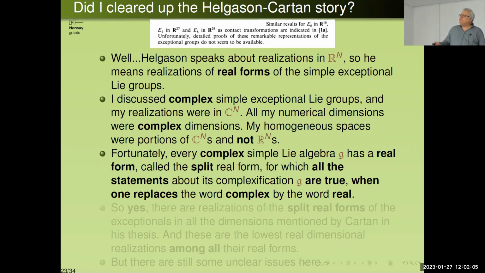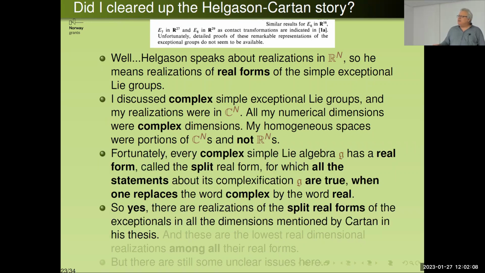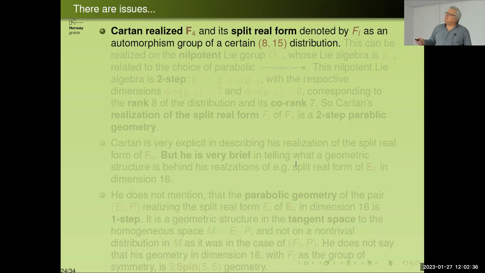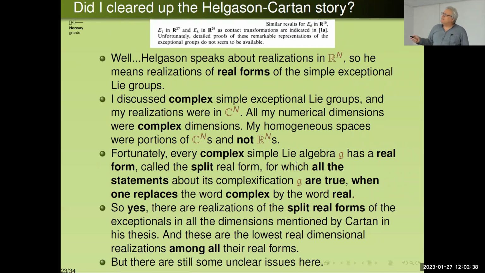Okay. So yes, there are realizations of the split real forms of the exceptionals in all the dimensions mentioned by Cartan in his thesis. And these are the lowest real dimensional realizations among all the real forms. So that's the first hint to your question: if you consider all the real forms, these realizations that come from the complex ones are the lowest dimensional. I also say that these realizations they are talking about are about split real forms, right?